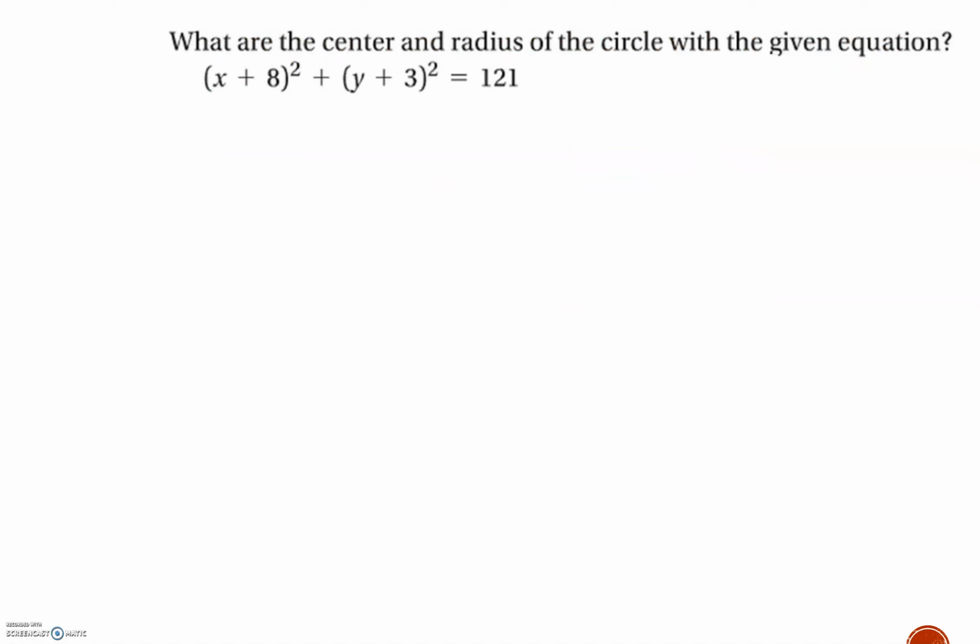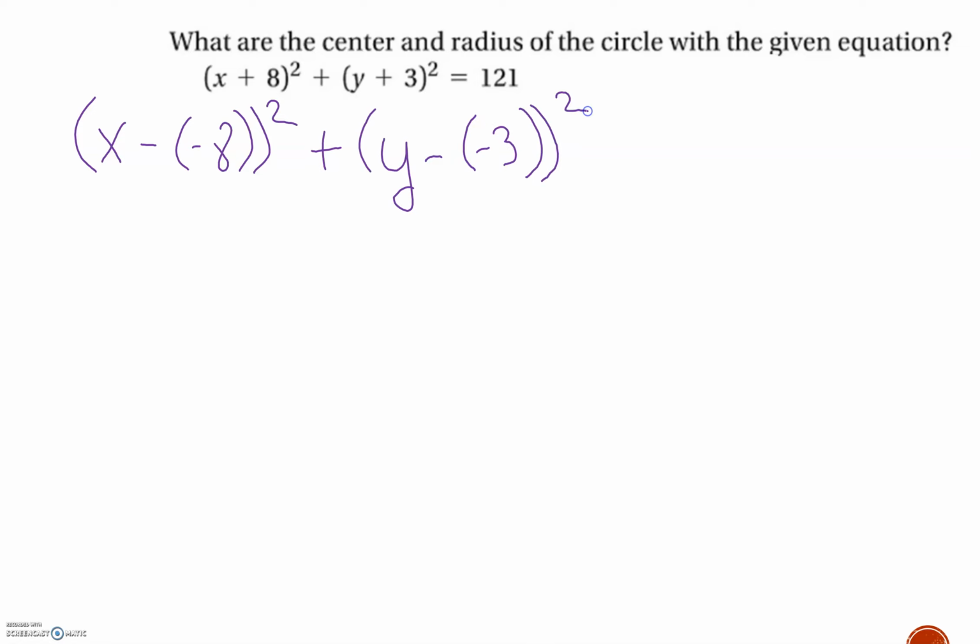Now, here's another equation. Now both of these are pluses, but you want to think of it as being minus. So (x − (−8))² + (y − (−3))². And we want to think of that 121 as something squared, not just 121. The square root of 121 is 11, so I'm going to write this as 11 squared. In this format, it's a lot easier to figure out what our center and radius are going to be.